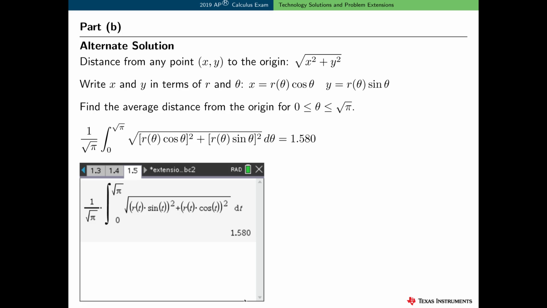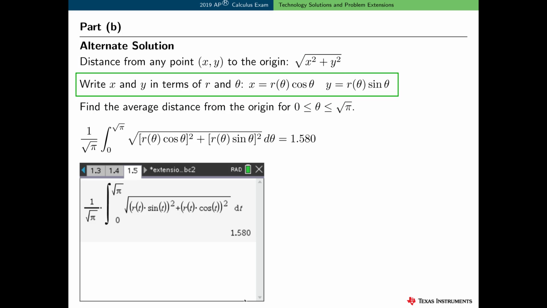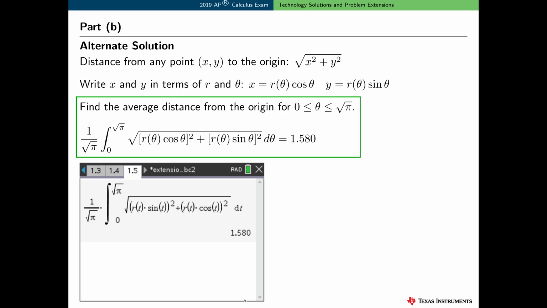Here's another way to think about and solve this problem. We know that the distance from any point x, y in the plane to the origin is given by the square root of x squared plus y squared. So I'm going to start by writing x and y in terms of r and theta. So I'm using the equations that relate rectangular coordinates to polar coordinates. Now find the average distance from the origin, substituting for x and y.